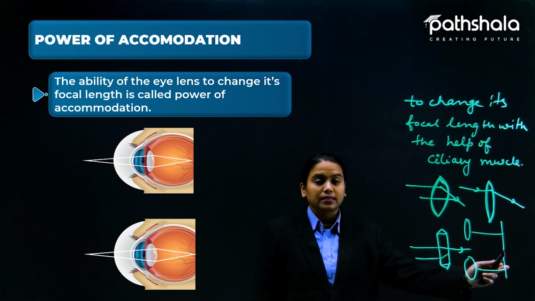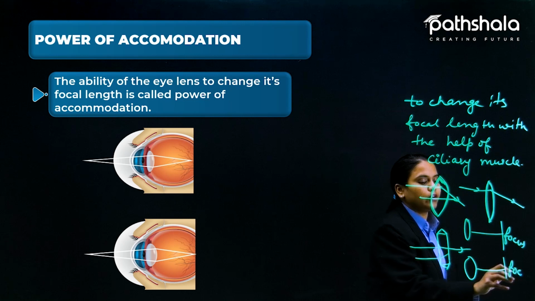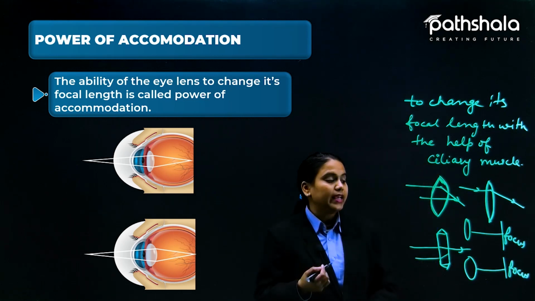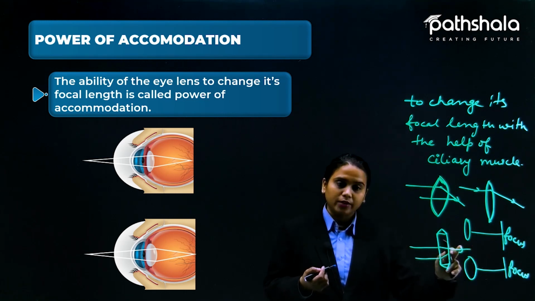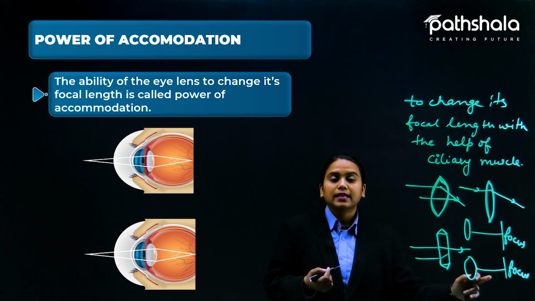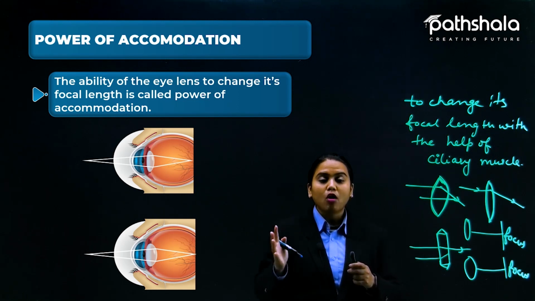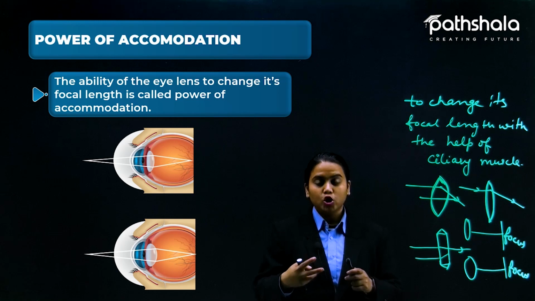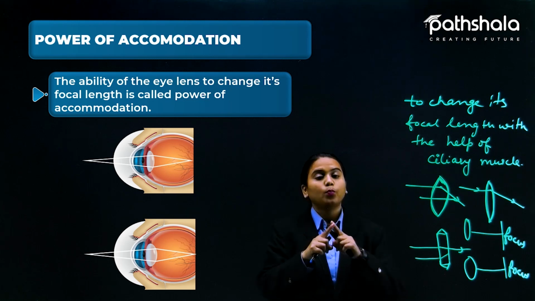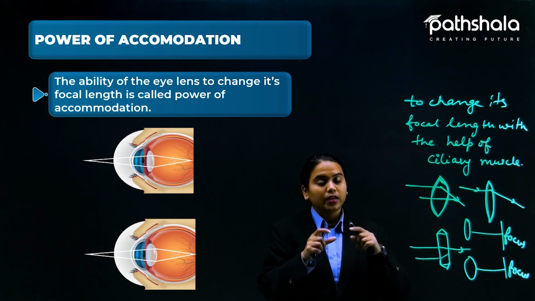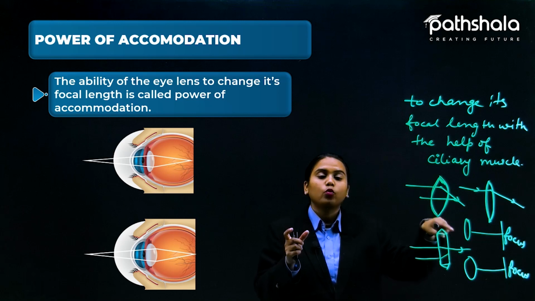So what is this retina? This is the focus point. This is the focus for this lens. This is the focus for this lens. So ultimately what we are saying is that this lens has increased its focal length by reducing its size, and this lens has decreased its focal length by increasing its size. That is the power of accommodation, accommodating something so that it could adjust. Power is the ability to make the focus, and it is inversely proportional to the focal length. So power means how much the light is going to bend.